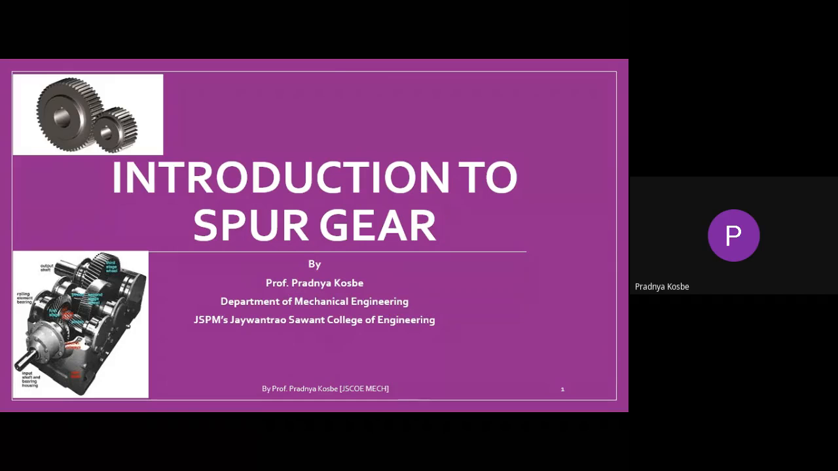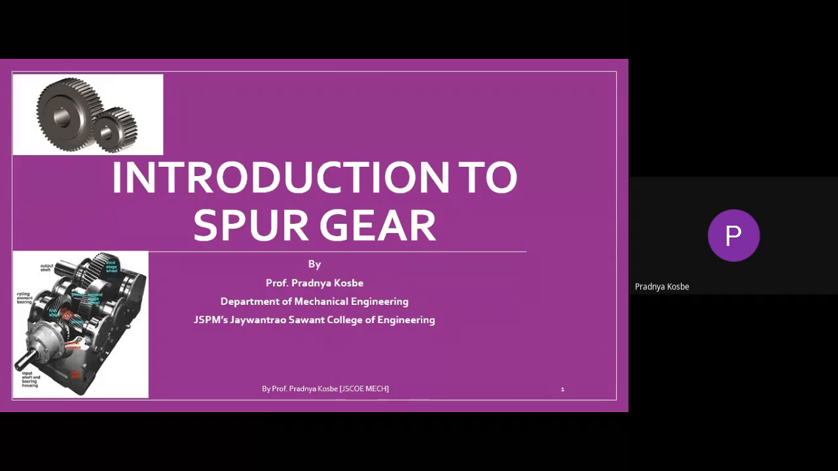There are various types of gears which are used in automobiles as well as in day-to-day applications. These gears are classified according to their tooth position and shaft arrangement. These gears are spur gears, helical gears, bevel gears, and worm and worm gears.